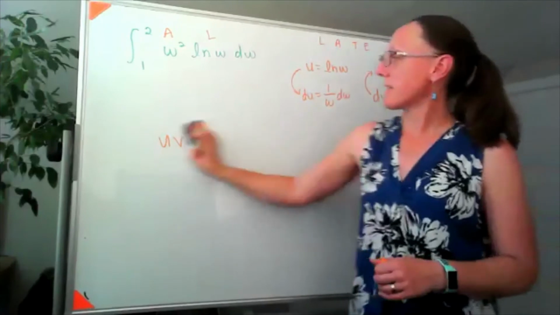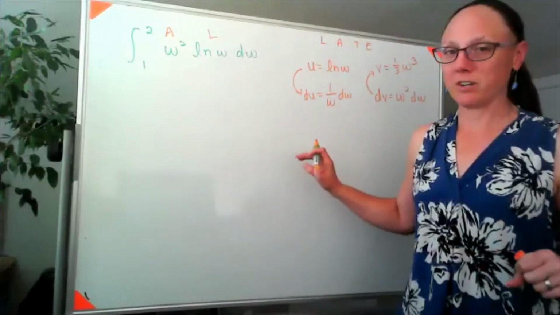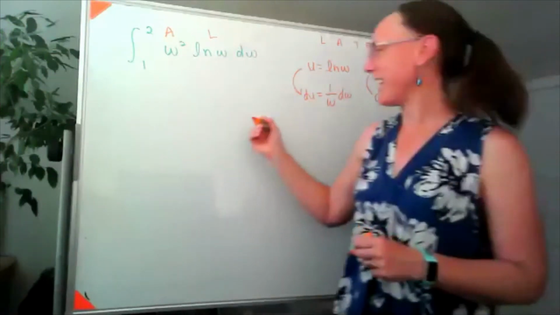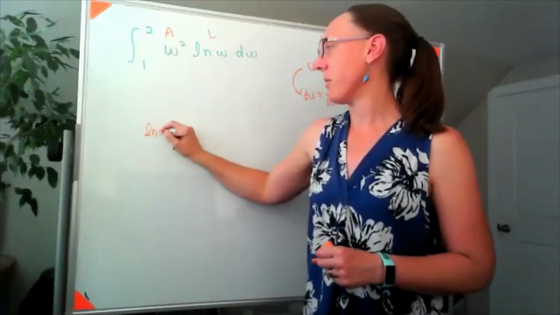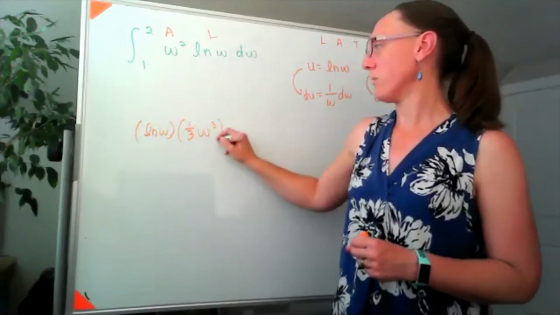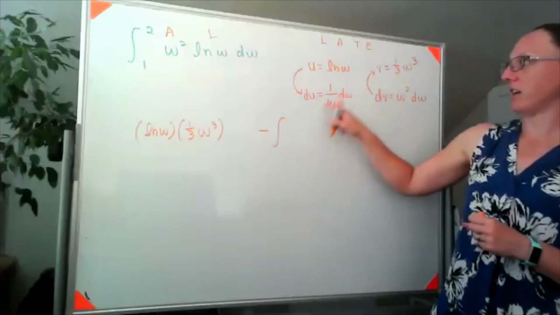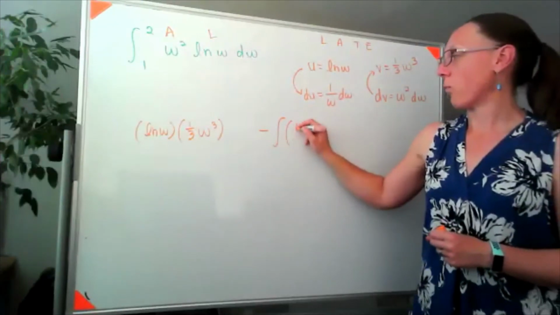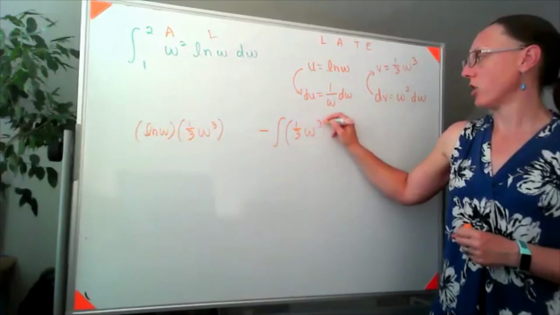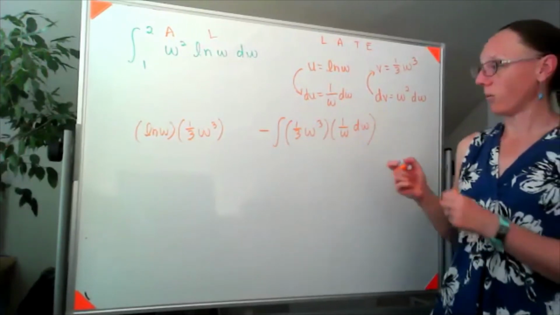And just because I know before I ran out of space, I'm not going to give up all that board space. So u times v, I'm going to have ln of w times 1/3 w cubed minus the integral of v du. So I'll have 1/3 w cubed times 1 over w dw.